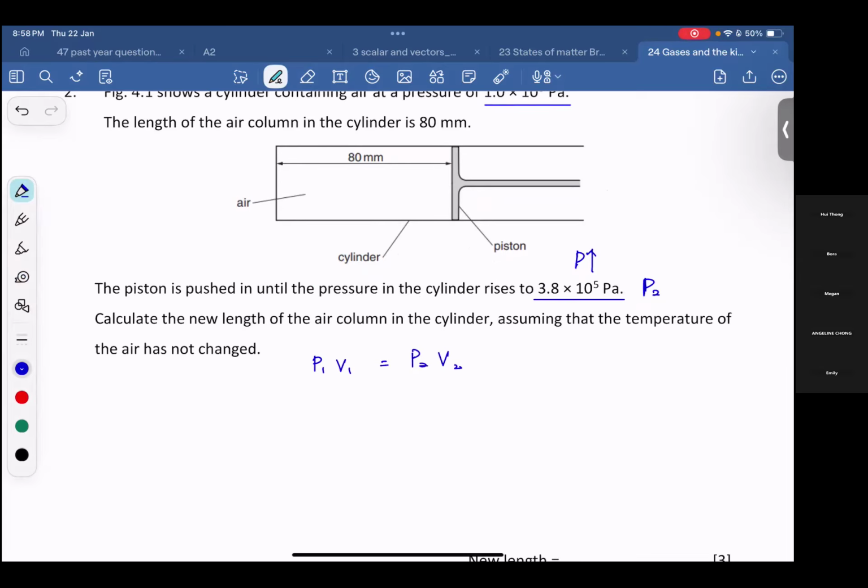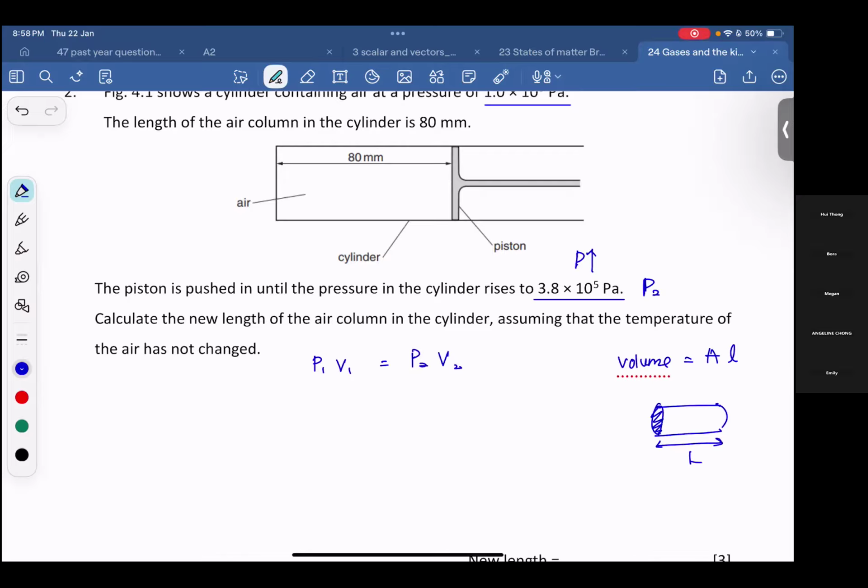But here they didn't give us any volume. It's giving us a length. How should we answer? Angeline, correct. So dear, what is the formula for volume? Volume is equal to area times the length. Am I right? Area times the length. This is called volume.